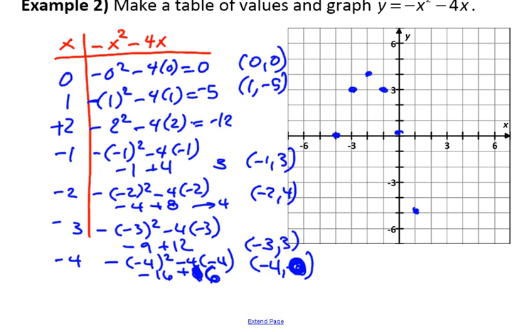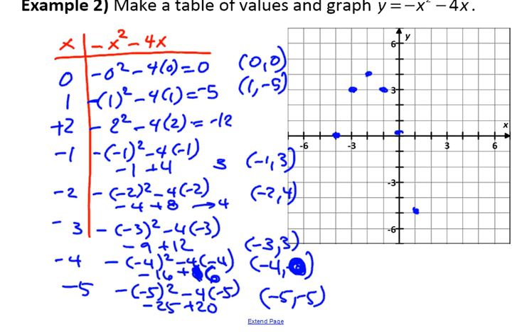And if I can come down, I'm going to have negative 5, so this would be a negative of negative 5 squared minus 4 times negative 5. So it looks like it is going to be a negative 25 plus 20, which is going to be negative 5. So I'm getting the point negative 5, negative 5, and we'll plot that right here. So again, we can connect those dots and come up with our parabola.